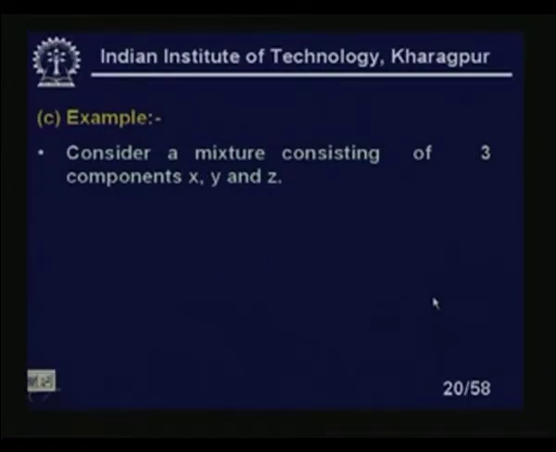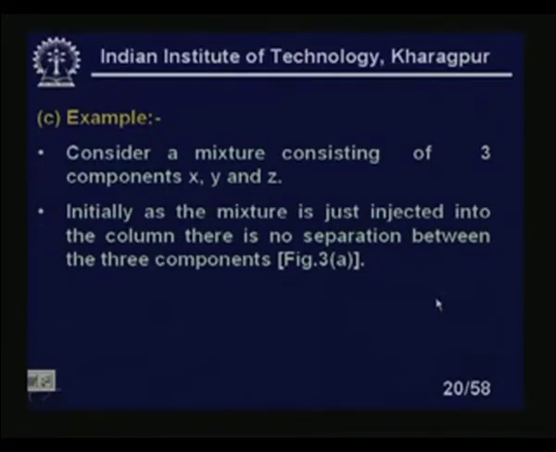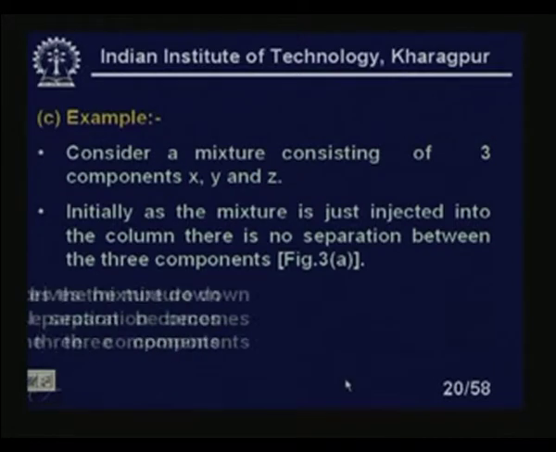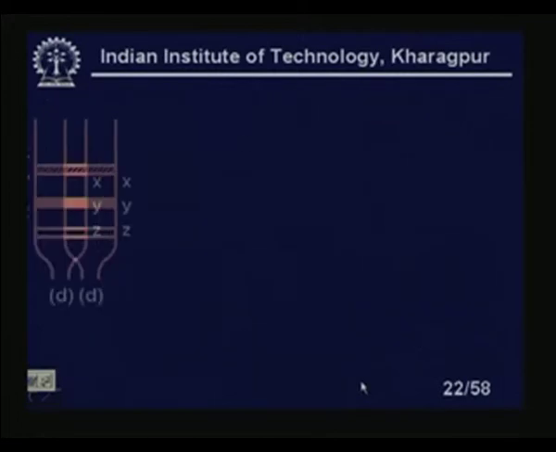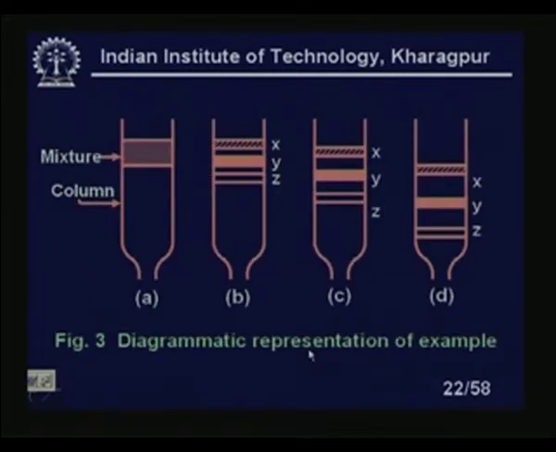Now, for an example, we consider a mixture of components x, y, z. Three gases are there, three components x, y, and z. Initially, as the mixture is just injected into the column, there is no separation between the three components. You see here, in the mixture initially three gases are together. This is the time axis we are plotting: the x axis is time, and the y axis is the separation between the three gases. As the time goes by, z has the least affinity, so it is coming out fast.